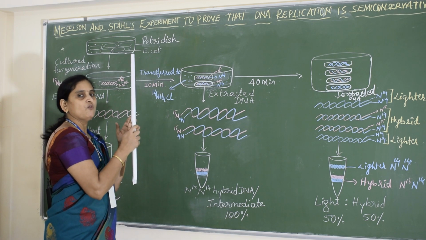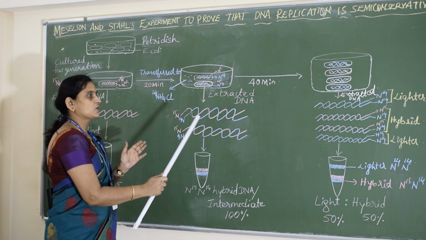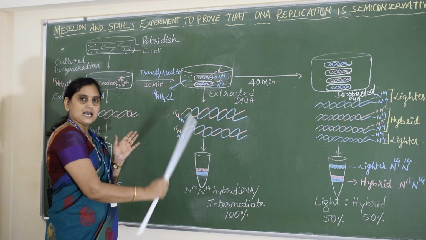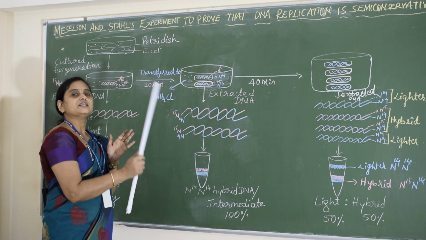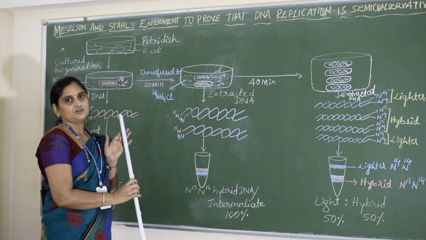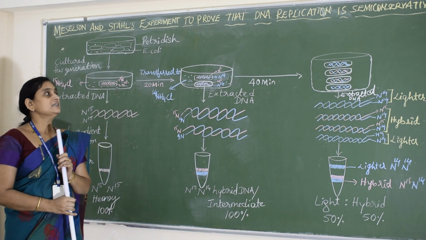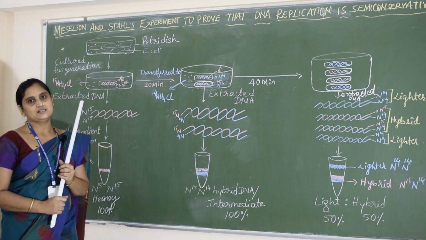That means one of the parental DNA strands is passed on to the next generation as it is, and on that a new copy of the DNA is synthesized. So this is what the entire experiment says: DNA replication is semi-conservative.